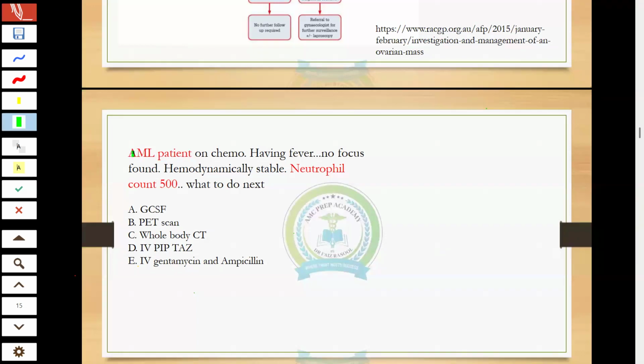AML patient, acute myelogenous leukemia patient on chemo, having fever, no focus found, hemodynamically stable patient, neutrophil count 500. What to do next? Option A, CSF. Option B, PET scan. Option C, whole body scan. Option D, IV Viptos. Option E, IV gentamicin and ampicillin.